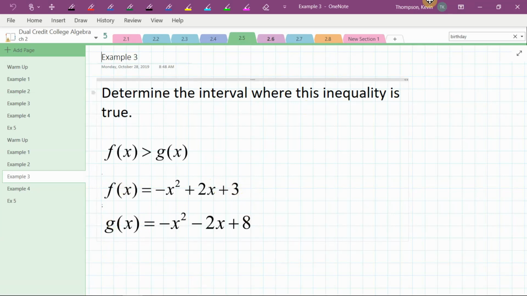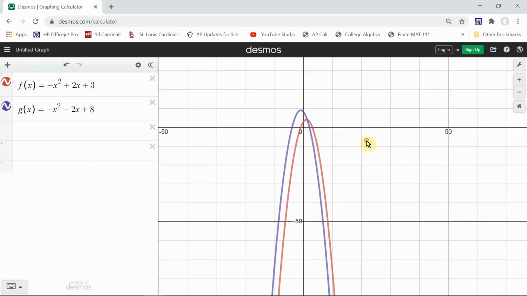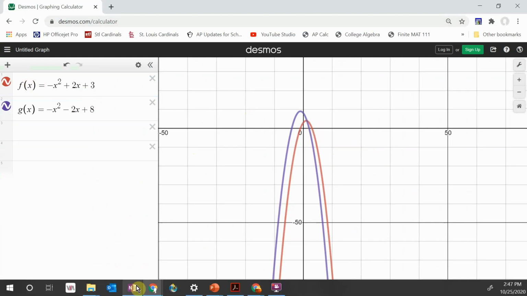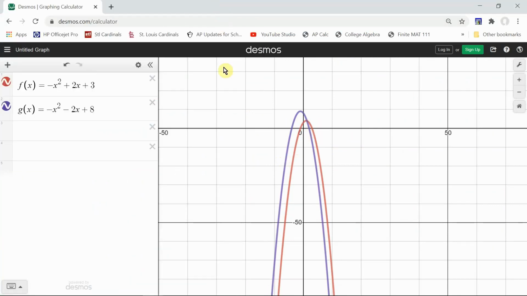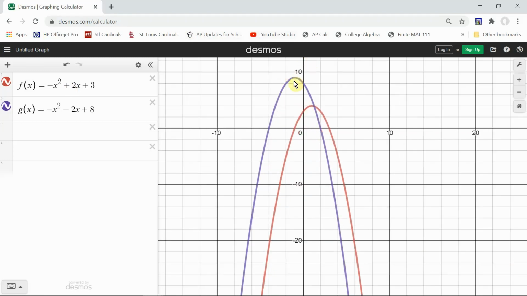So let me see if I can show that here to you. So here are the two graphs. So we have f of x, the red one, and then we have g of x, the purple one. And so it's asking for where the red one is bigger, right, above, bigger y values than the purple. And so sometimes students look at this and go nowhere, because you start looking at the y value here and think this one's always above.